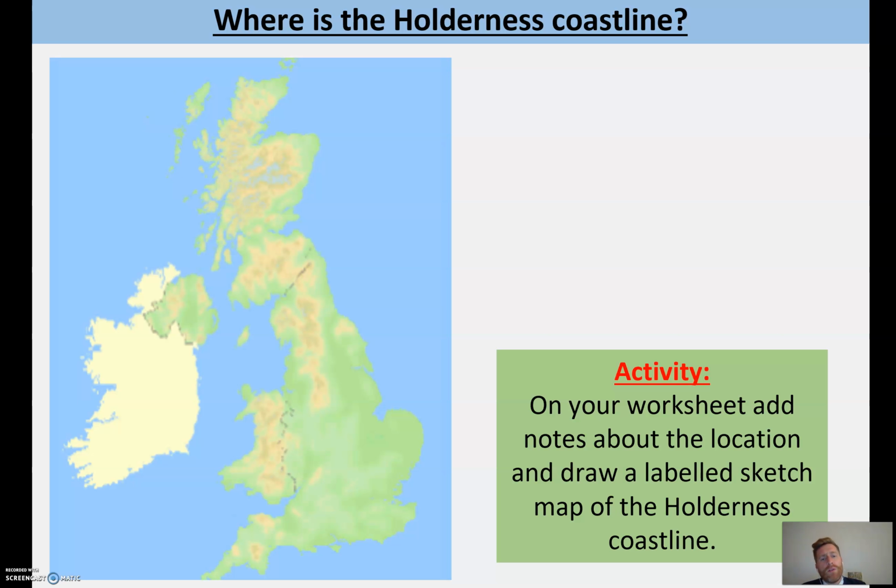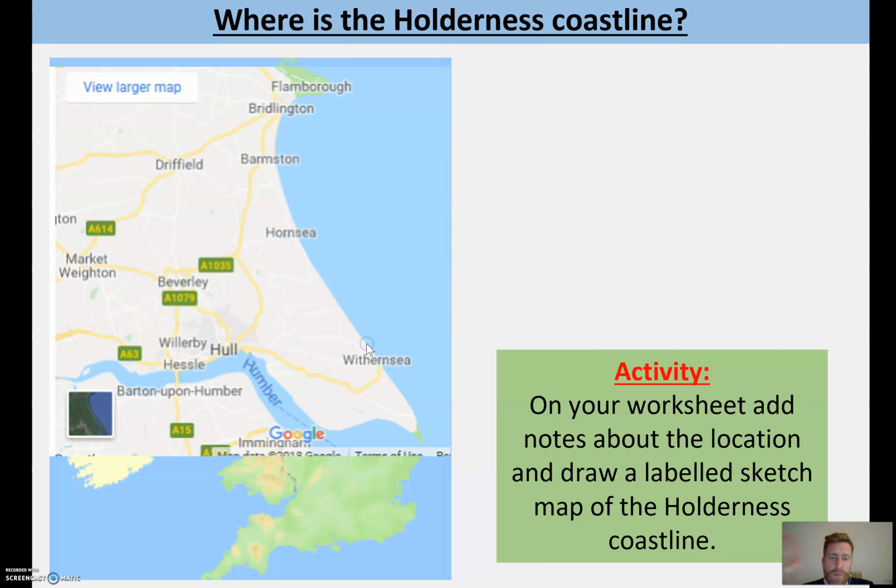So where is Holderness? As geographers, we always locate where we're talking about. Holderness is in this part of the coastline along here. You can see this is the Humber estuary, the River Humber, and this is where a spit called Spurn Head is, and this is Flamborough Head, which is a headland which sticks further out. You know about headlands and spits because we've done them in coastal landforms.